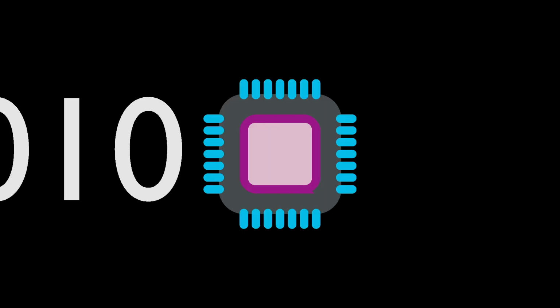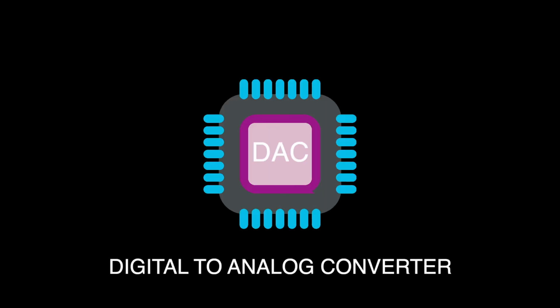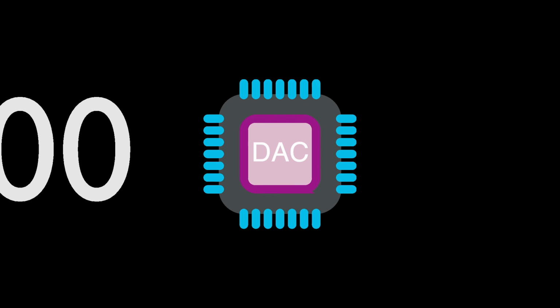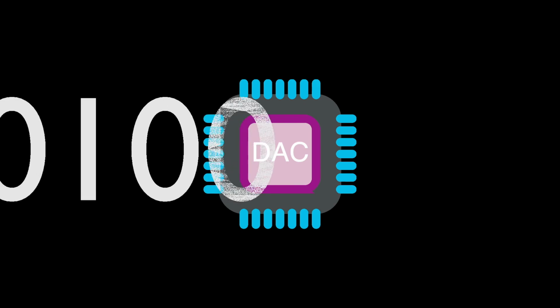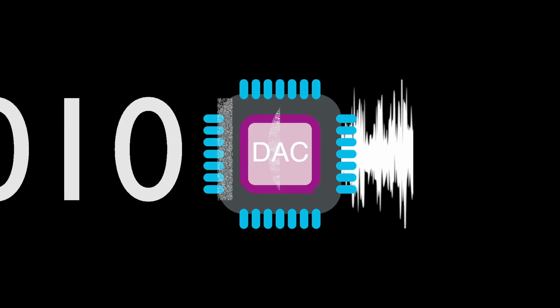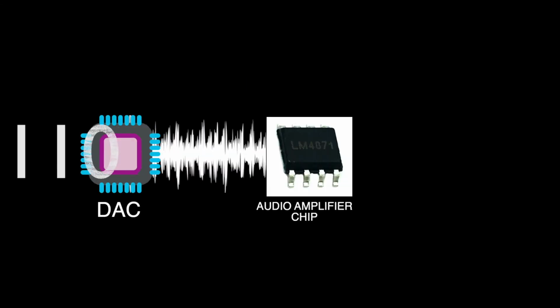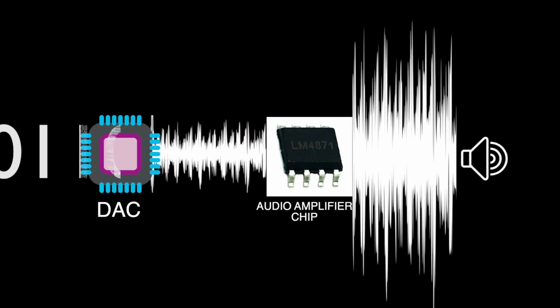Then, the digital stream of audio is sent to a sound chip that consists of a digital to analog converter, or DAC, opposite of ADC, that turns digital data, like zeros and ones, into a voltage with a frequency and an amplitude that goes to an audio amplifier that just plays them through the speaker.